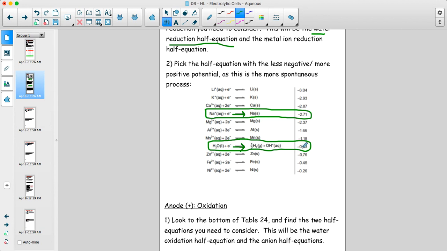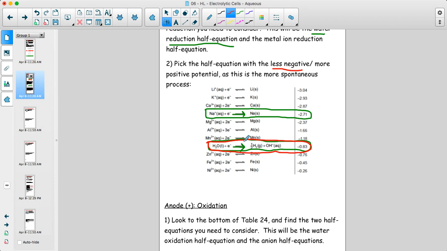So I think negative 0.83 volts is less negative than negative 2.71 volts. So the actual reaction, the half equation that's going to take place for reduction, is the one that's less negative, and that's going to be this one. So in a solution where you have sodium ions, you won't actually make sodium metal in the solution as the product at the negative electrode. What you will make is hydrogen gas and also some hydroxide ions.